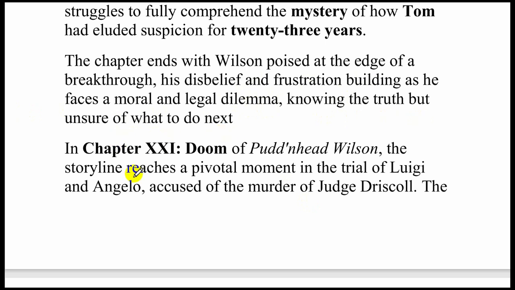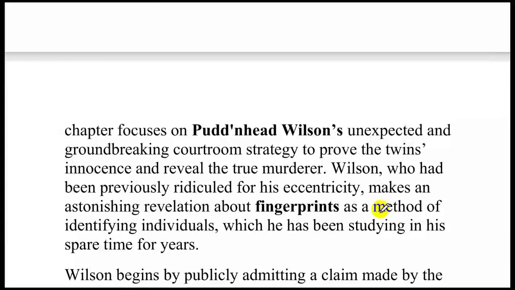In chapter 21, Doom of Pudd'nhead Wilson, the storyline reaches a pivotal moment in the trial of Luigi and Angelo, the twins, accused of the murder of Judge Driscoll. The chapter focuses on Pudd'nhead Wilson's unexpected and groundbreaking courtroom strategy to prove the twins' innocence and reveal the true murderer.